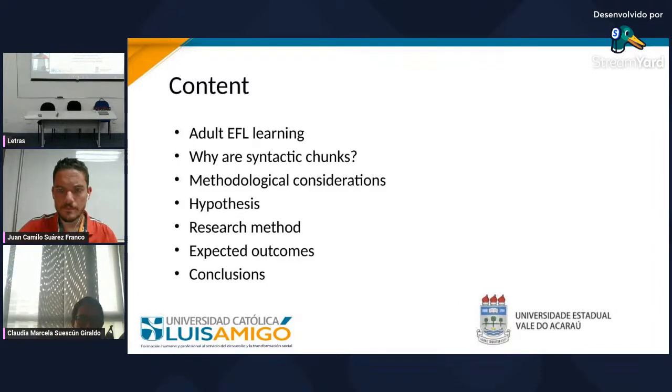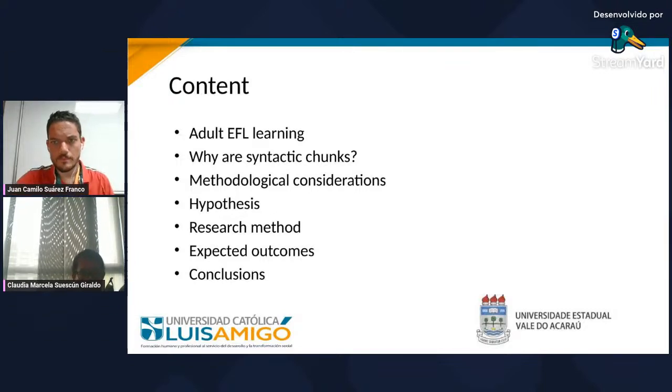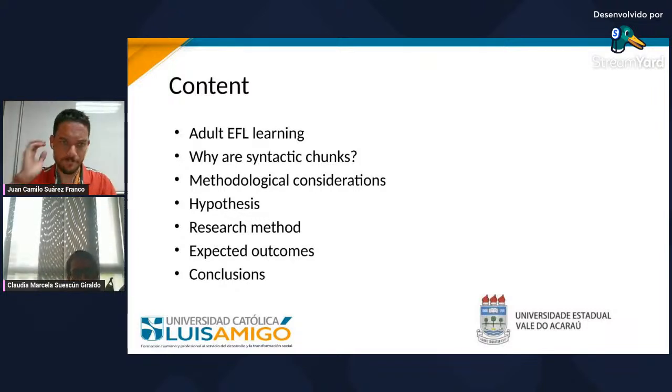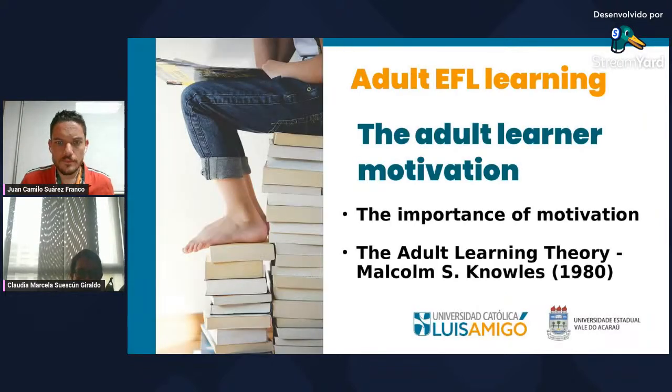So the order of our presentation: we're going to discuss adult EFL learning. We're going also to consider why syntactic chunks and why we chose them for this particular research. Then Dr. Glenday will move on to methodological considerations, the hypothesis and the research method. And Professor Juan Camilo and myself will share the expected outcomes of this research and conclusions before we move on to any comment or question you have for us. So let me start by introducing Professor Juan Camilo, who is going to talk to us a little bit about the adult EFL learner. So Juan Camilo, thank you very much.